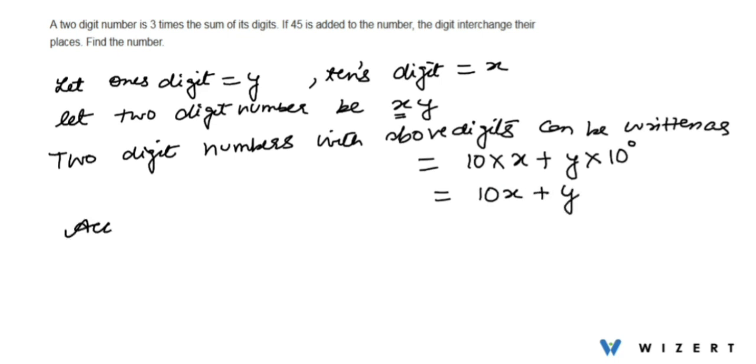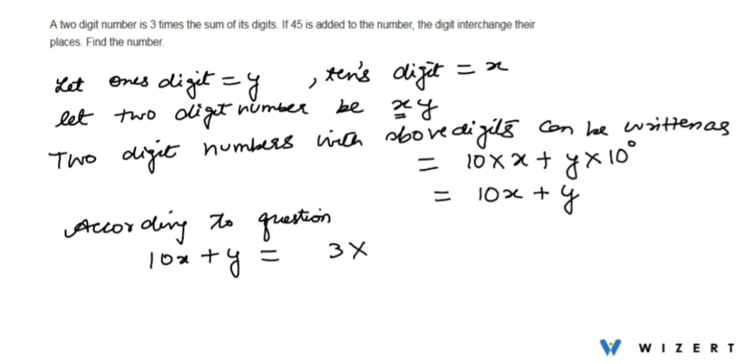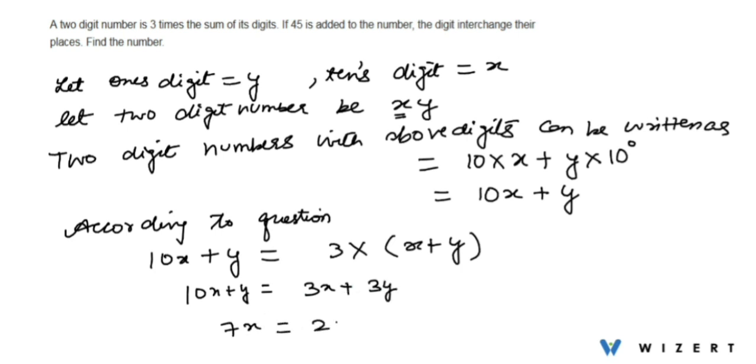Now according to the question, it is given that this number 10x plus y is 3 times the sum of its digits. So the sum of the digits will be x plus y, because the digits are x and y. So if we simplify it, we will get 10x plus y equal to 3x plus 3y. That means 7x equal to 2y. Let this be the first equation.